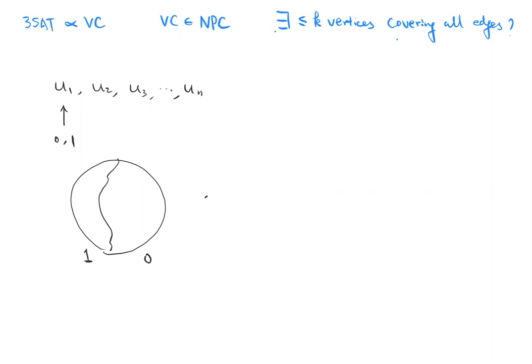So for example, u1 gets 1, u2, oh, this pen. All right, so that's corresponding to a Boolean truth assignment.